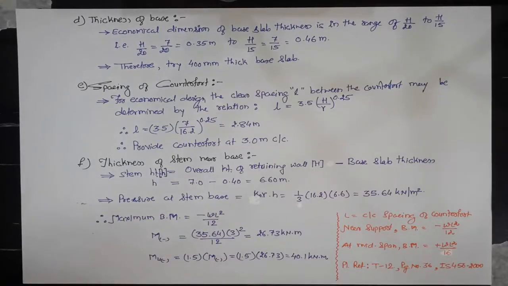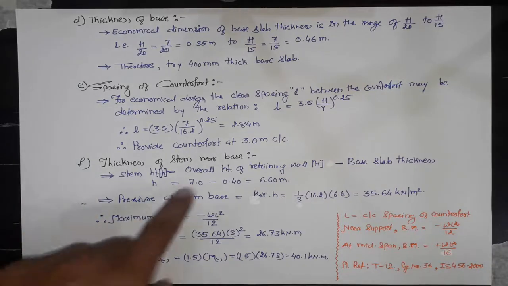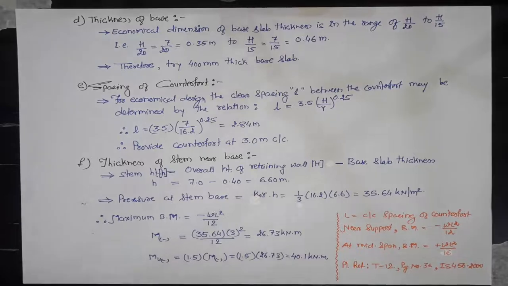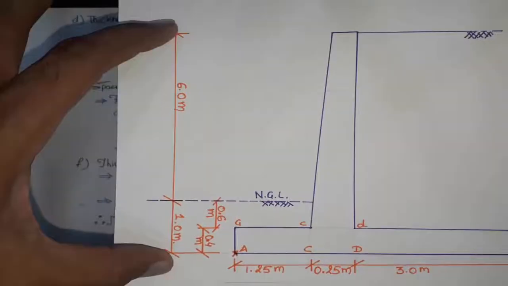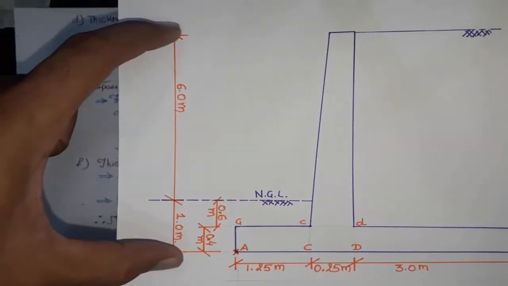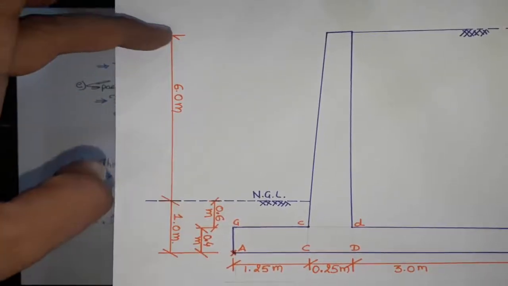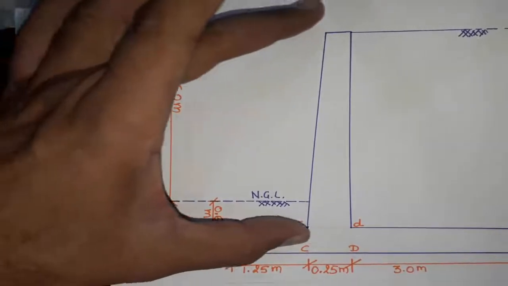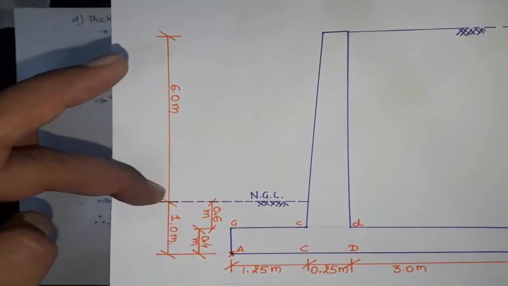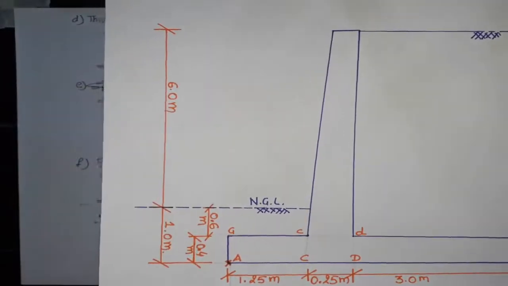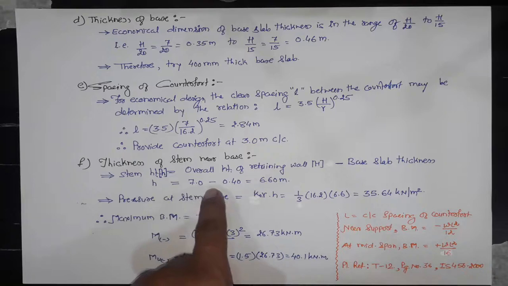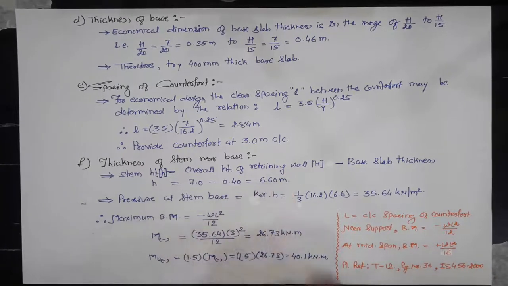Now, thickness of stem slab. First of all, height of the stem will be overall height of the retaining wall minus base slab thickness. Overall height of the retaining wall is 7 meter, out of which 0.4 meter is to be subtracted. You will get height of stem slab as 6 meter plus 0.6 meter. Its h is 7 minus 0.4, that is 6.6 meter.